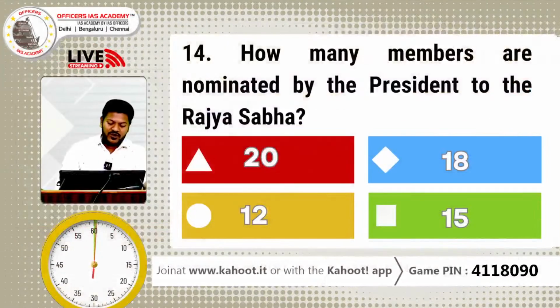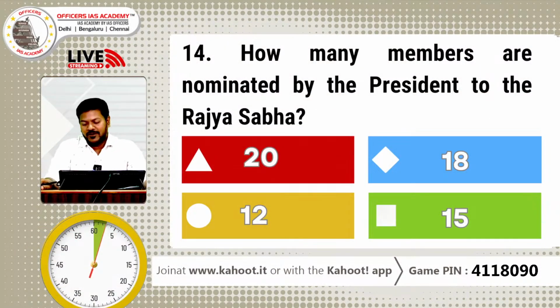So now into question number 14. How many members are nominated by the President to the Rajya Sabha? Option A 20, option B 18, option C 12, option D 15.